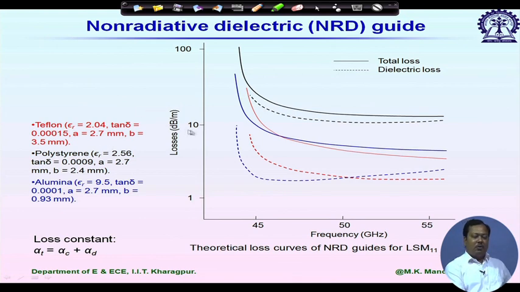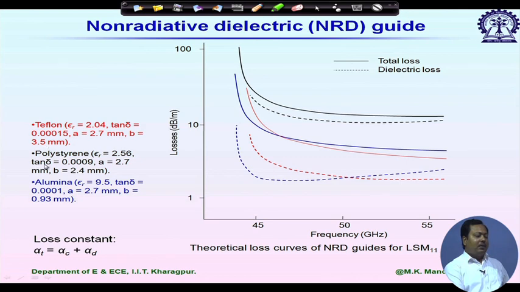Here are some more plots. In this case, what we are doing, we are plotting loss in dB per meter versus frequency for 3 different types of substrate parameters. We are using 3 different dielectric constants for that. Teflon: dielectric constant 2.04 and tan delta 0.0015. We are considering plate separation 2.7 millimeter and the thickness of dielectric 3.5 millimeter.